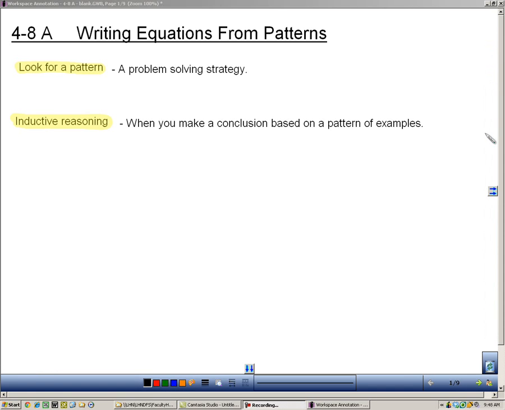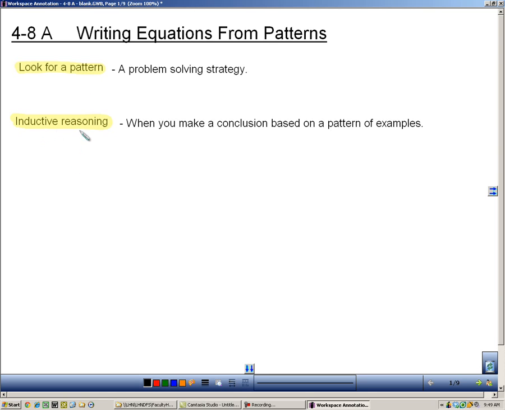Section 4.8a is about writing equations based on patterns. First definition we're going to look at is looking for a pattern. Well, this is nothing more than a problem-solving strategy. Sometimes when we're faced with a problem, we want to look for a pattern, and we can deduce something based on that pattern. We can use that pattern to find a solution.